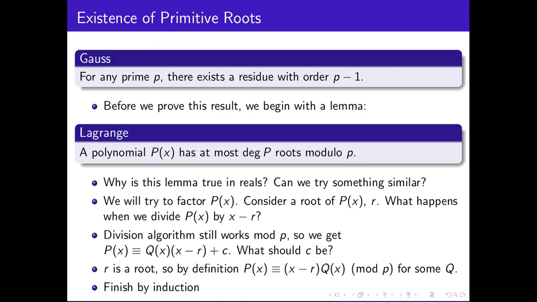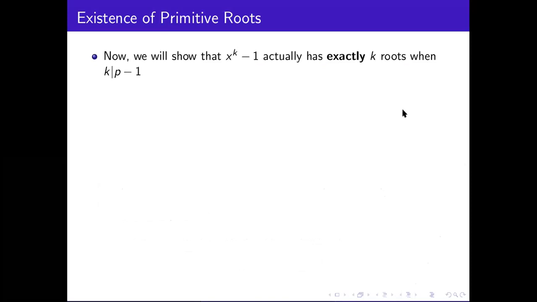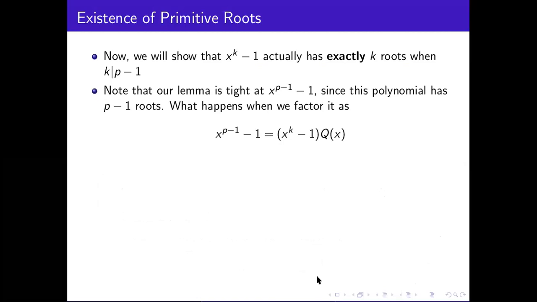Using this theorem, we can now begin to prove Gauss's lemma. It seems easy, but it's actually going to end up being very powerful. Using this theorem, we can prove that x to the k minus 1 has exactly k roots when k divides p minus 1. First consider x to the p minus 1, minus 1. How many roots does this polynomial have? This is just Fermat's little theorem. It has p minus 1 roots because 1, 2, 3, all the way to p minus 1 are its roots.